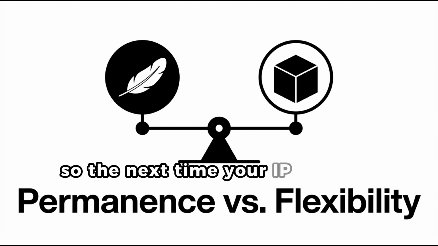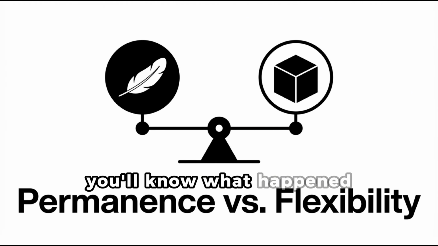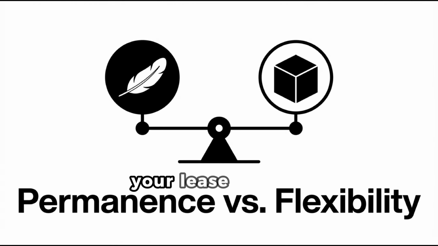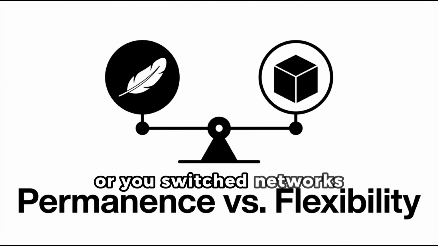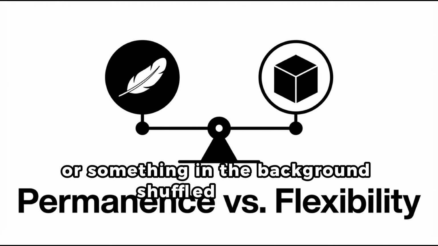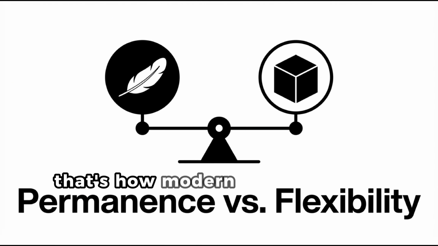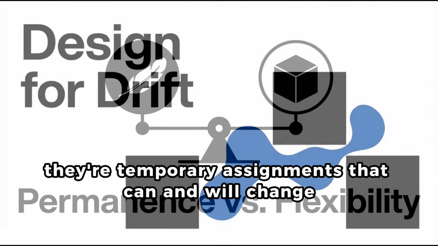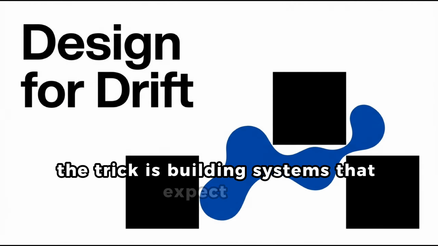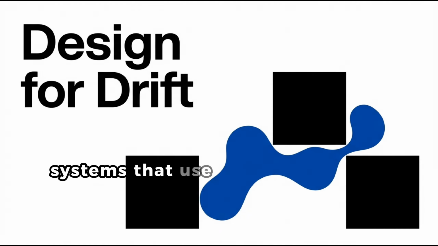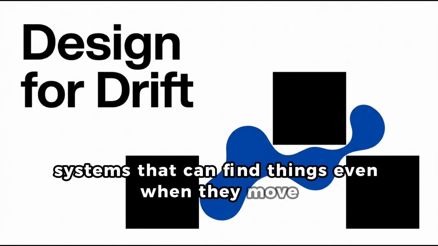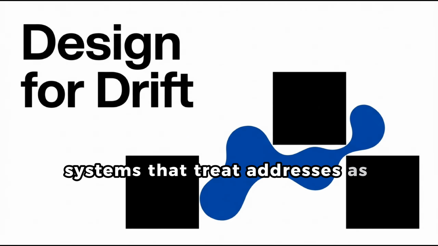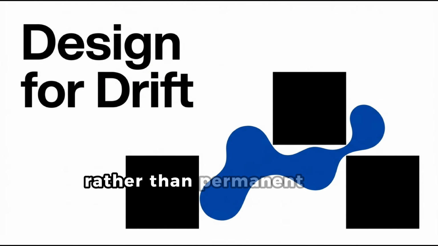So the next time your IP address changes, you'll know what happened. Your address drifted, your lease expired, or you switched networks, or something in the background shuffled the pool, and that's okay. That's how modern networks work. Addresses aren't permanent. They're temporary assignments that can and will change. The trick is building systems that expect drift. Systems that use names instead of addresses. Systems that can find things even when they move. Systems that treat addresses as transient identifiers rather than permanent ones.